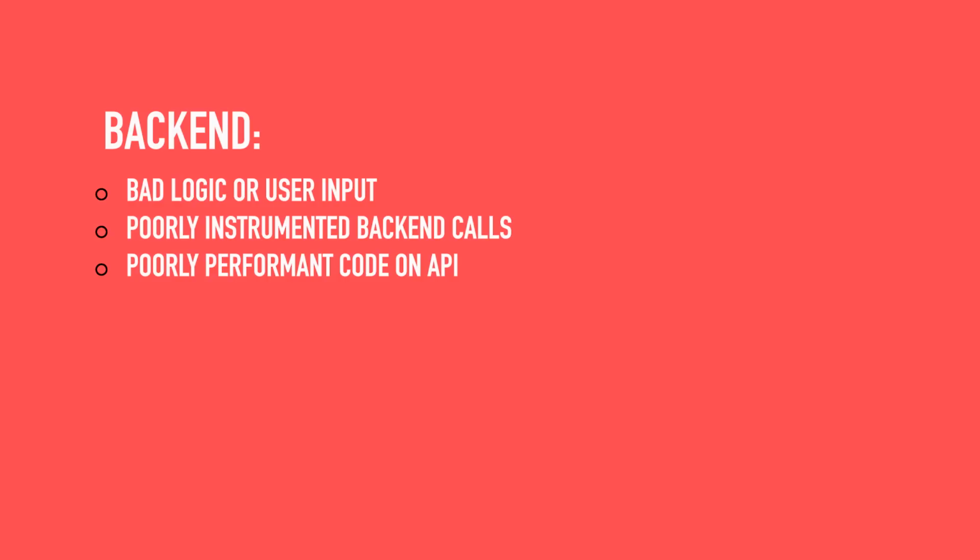Now, before we move on to our project, I thought let's take a little bit of time to understand exactly what issues can be detected with OpenTelemetry. Here is just a list that I'm going to go through with you, starting with the backend. In the backend with OpenTelemetry, you can pick up bad logic or user input leading to exceptions being thrown, poorly implemented downstream calls, for example to infrastructure like databases or downstream APIs, leading to exceptionally long response times, or you can pick up poorly performant code on a single API, leading to exceptional response times.